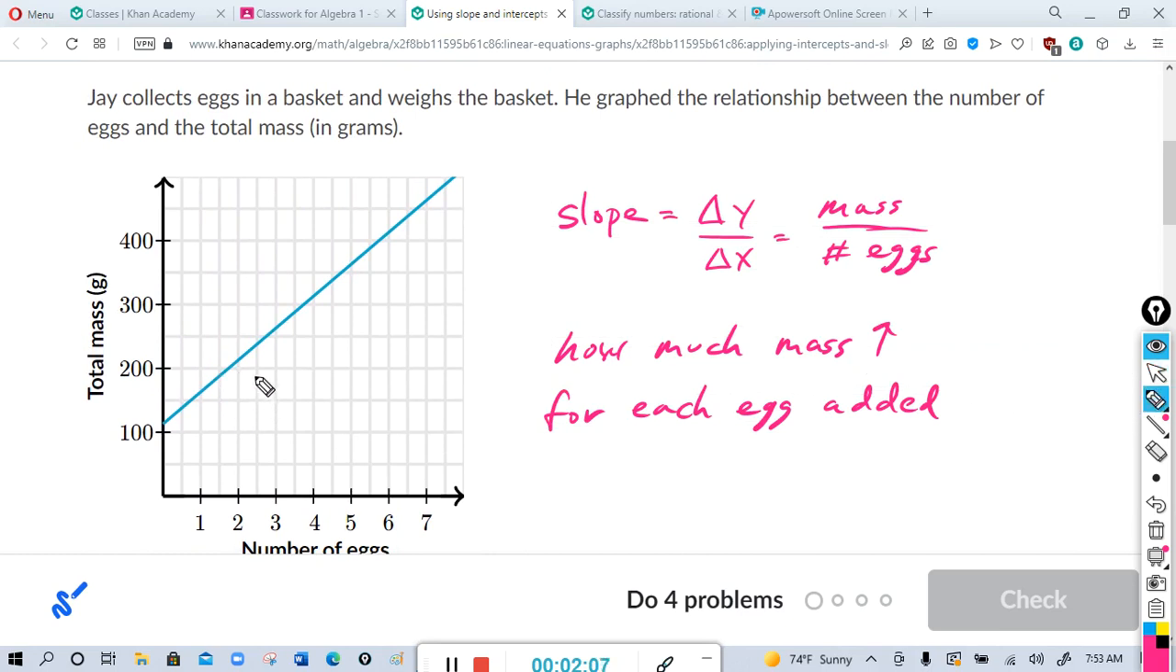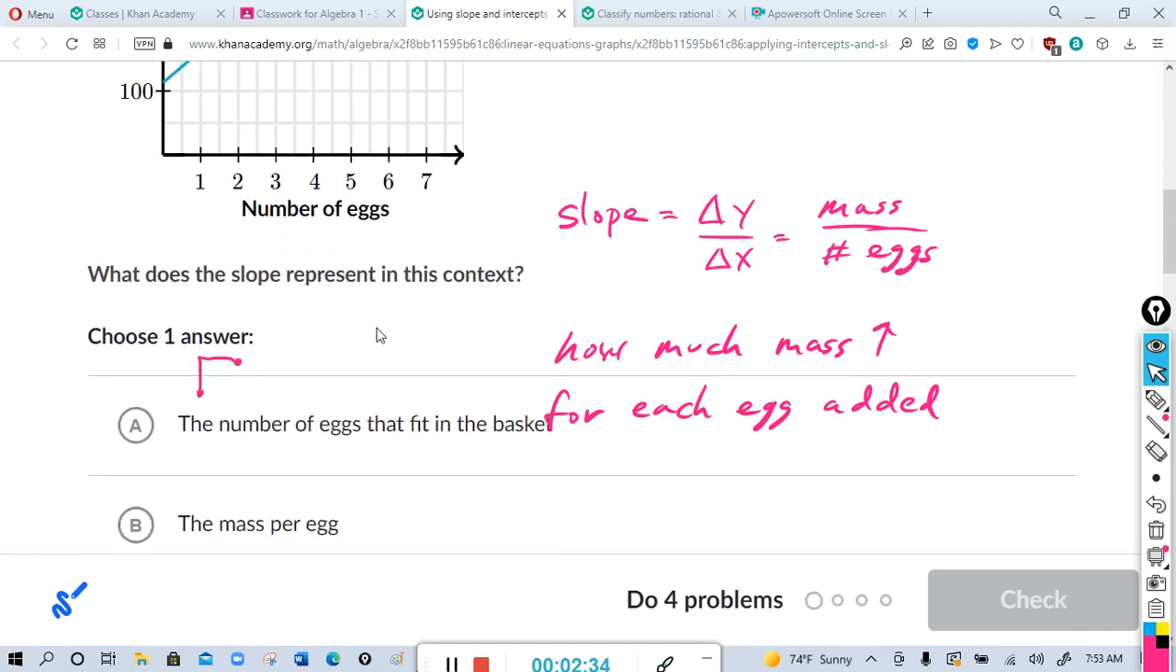Well, for each egg, let's say you start with 1 egg and go to 2 eggs. The slope would be the mass divided by 1, right? Because you're just adding 1 egg. So I would say answer B is the best one. How much the mass goes up for each egg added. That's basically what I said. How much the mass increases for each egg added. And B says the mass per egg. That's right.